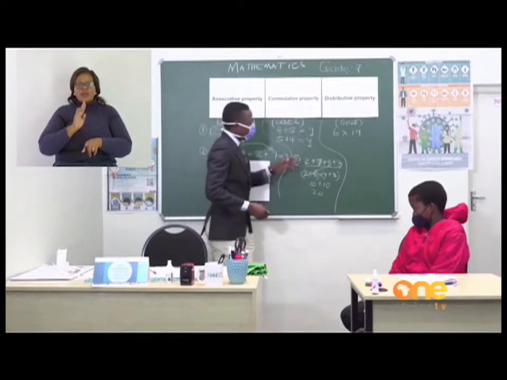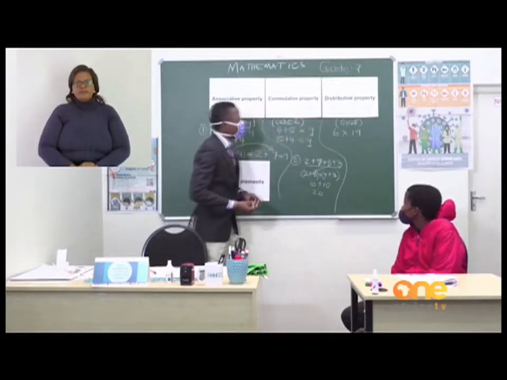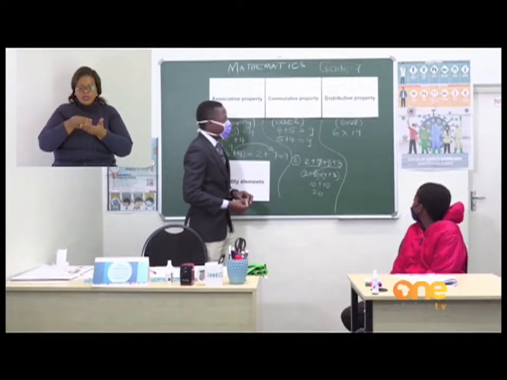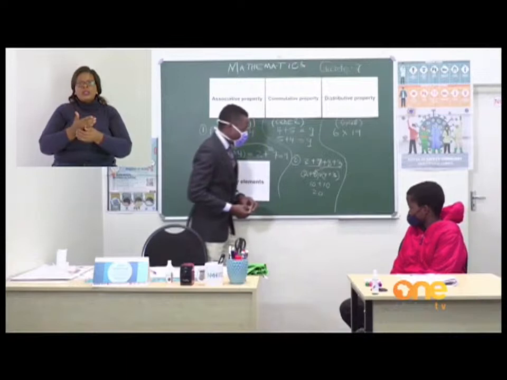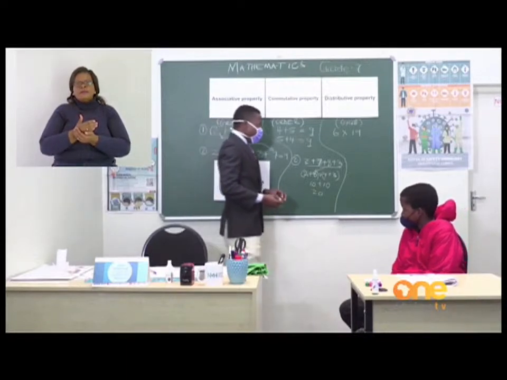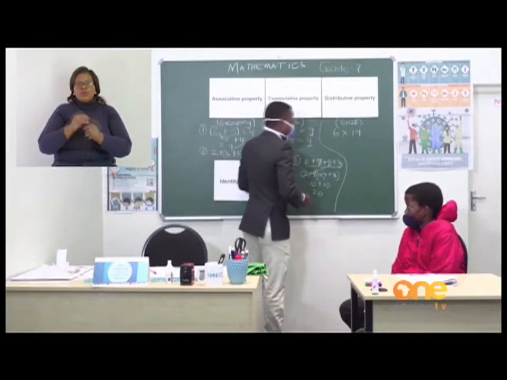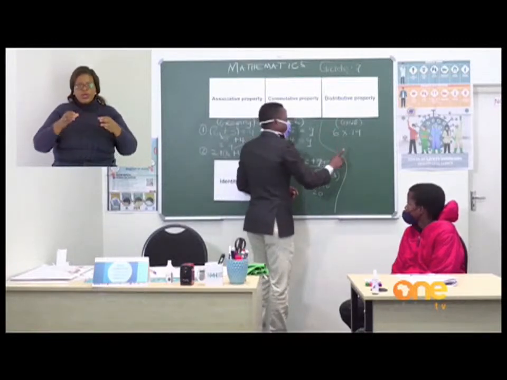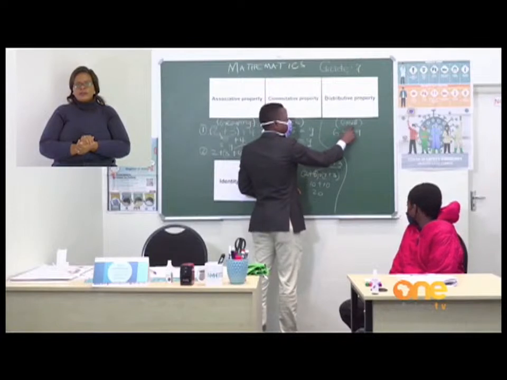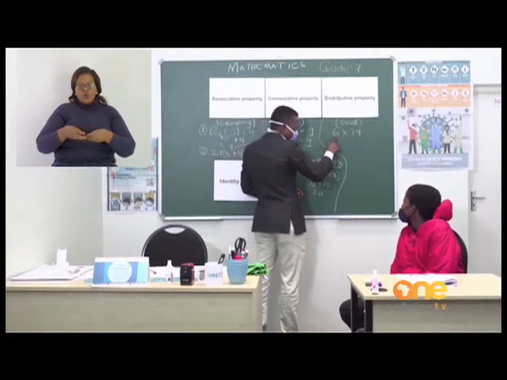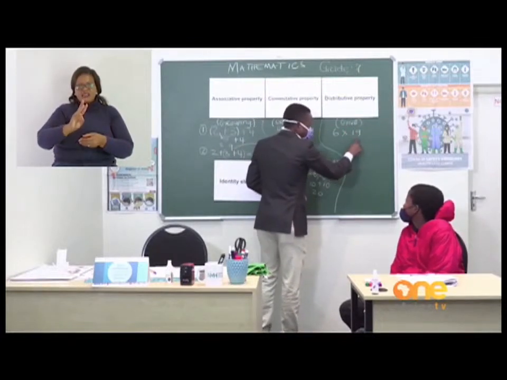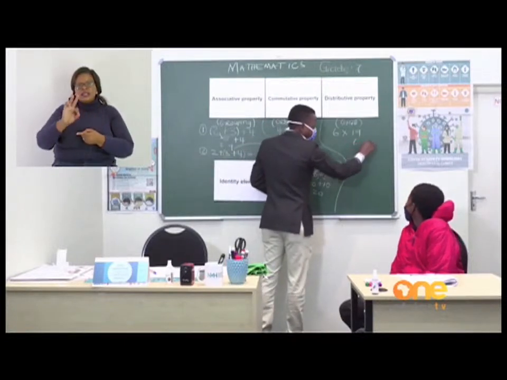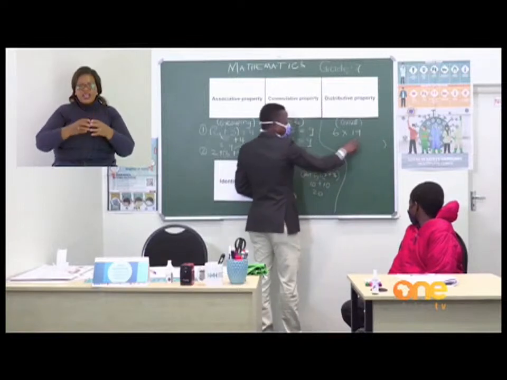Now let us go to the main property of today, which is the distributive property. You need to remind yourself about expanding, because take it that we are giving 6 to this number, but it must be expanded. So we have to expand this 19.